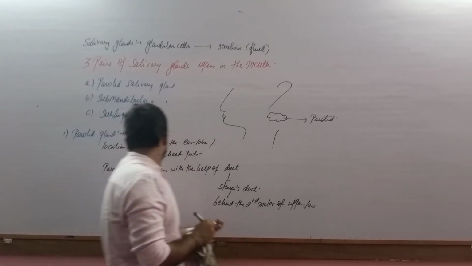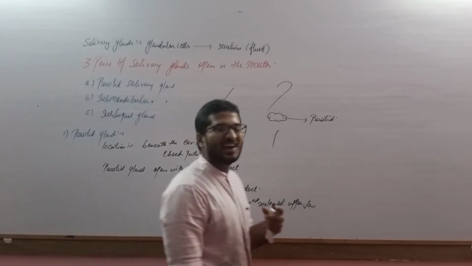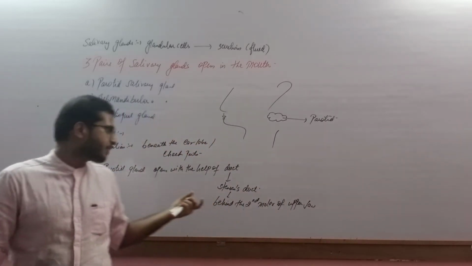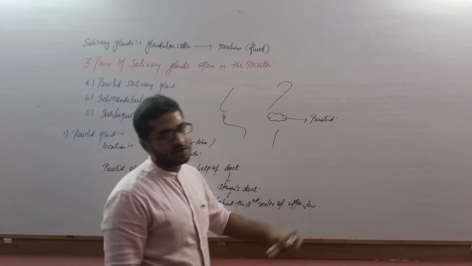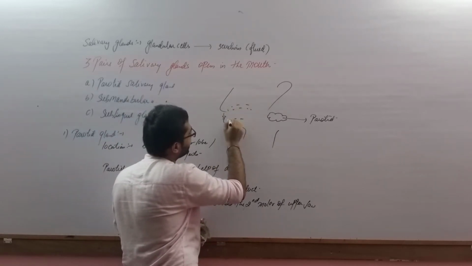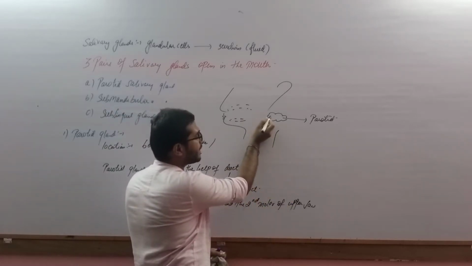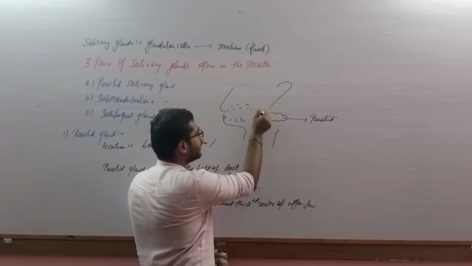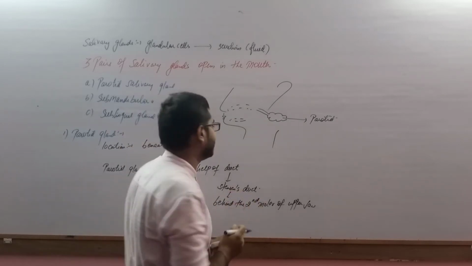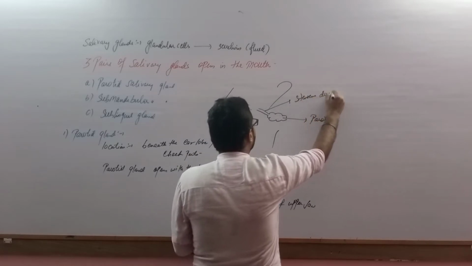Clear? So location wise it is located beneath the earlobes. This gland opens with the help of a duct, and the duct is called Stenson's duct. And where exactly does this gland open? Behind the second molar of the upper jaw. So say for example, if this is the nasal chamber part and this is the tongue part, then somewhere here, behind the second molar of the upper jaw, through this tube or duct, the parotid gland will open in the buccal cavity. So let us label this as the Stenson duct.